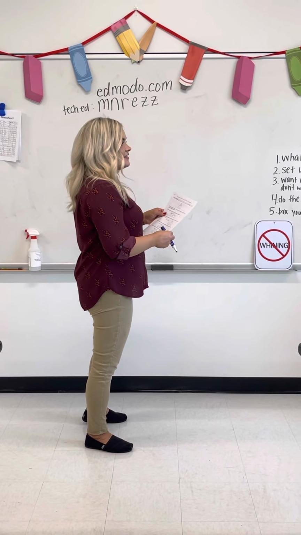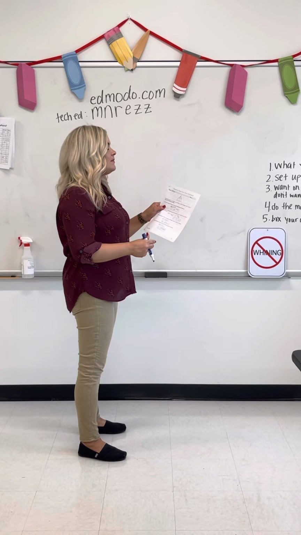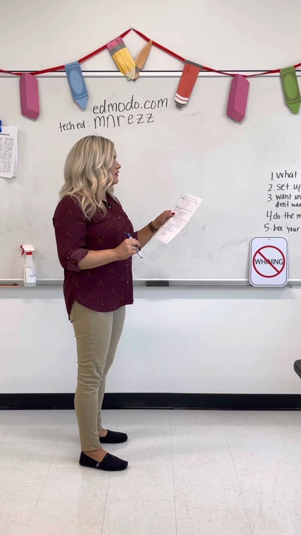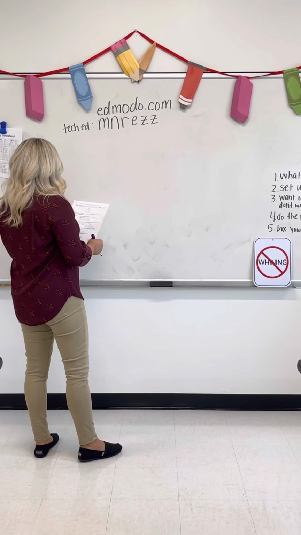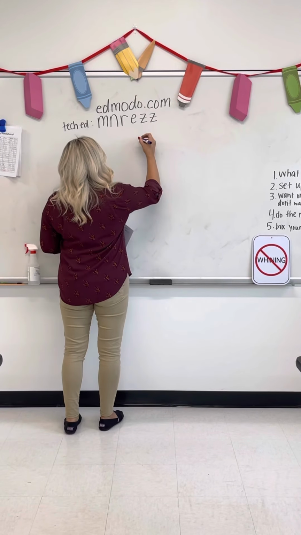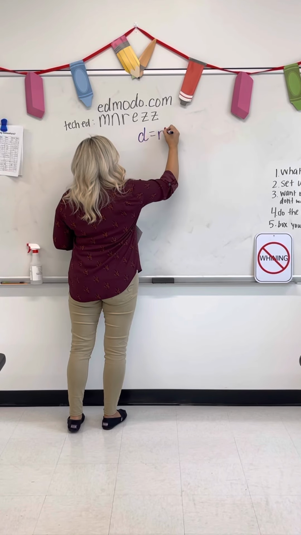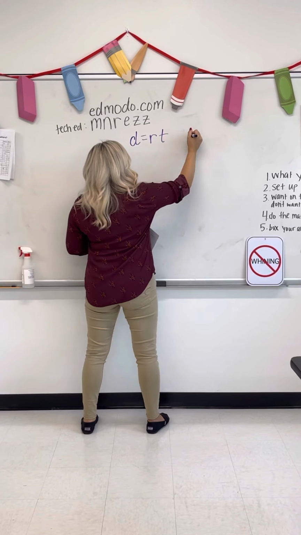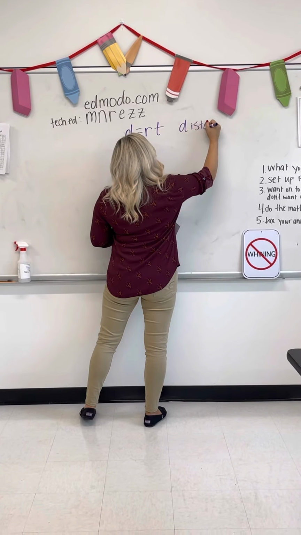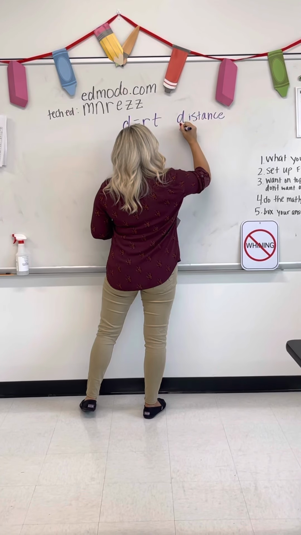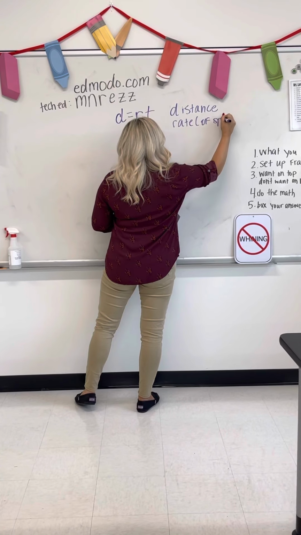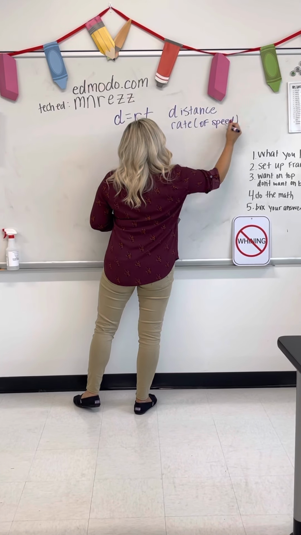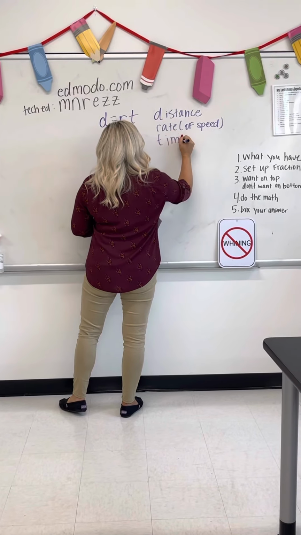All right. So for this assignment, we're going to be using a triangle just like we did with the force equals mass times acceleration when we were studying Newton's second law of motion. But this time we're going to be using the formula distance equals rate times time. So D is going to be distance, R is rate, which is speed. So rate stands for speed, and T is time.